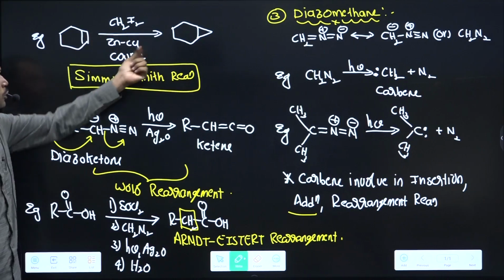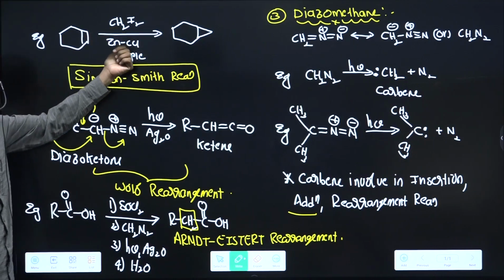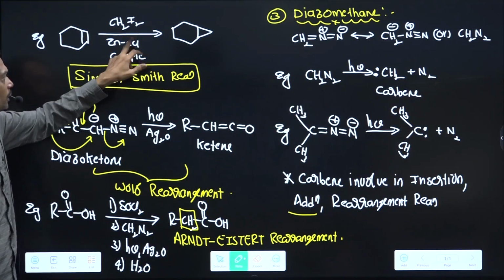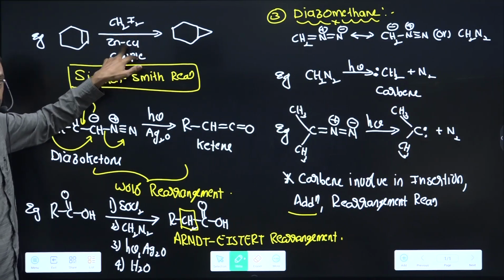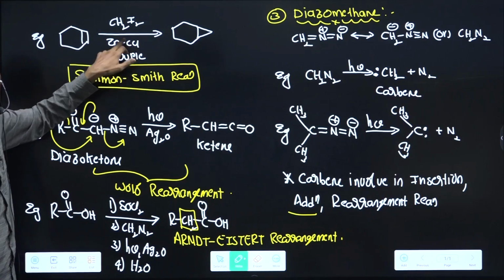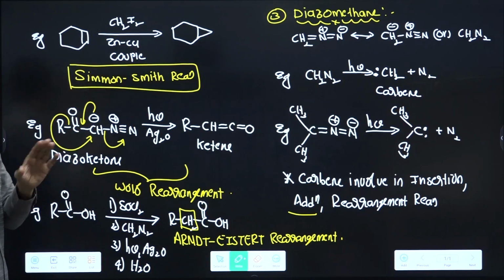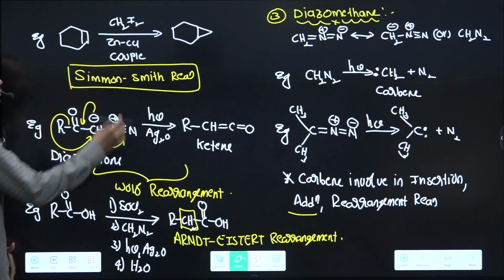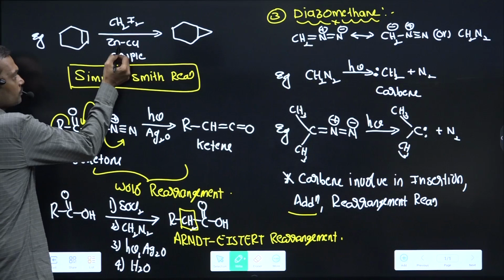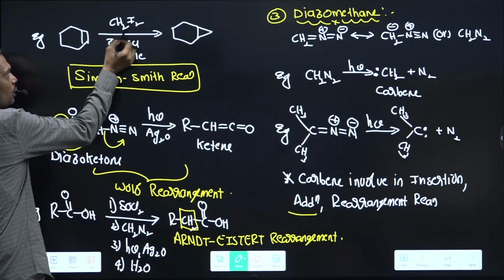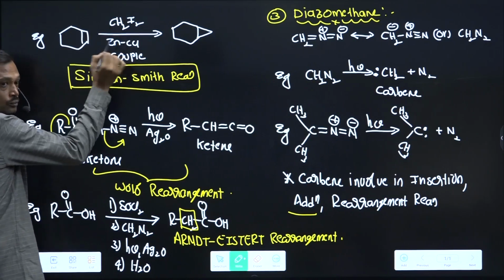Conversion of olefin to cyclopropane by using diiodomethane in zinc copper couple. Copper activated zinc. Copper is activating zinc. That's why it is called zinc copper couple. So what is the use of copper? Copper is activating zinc. So this molecule will give a carbenoid. That carbenoid helps to join these two.